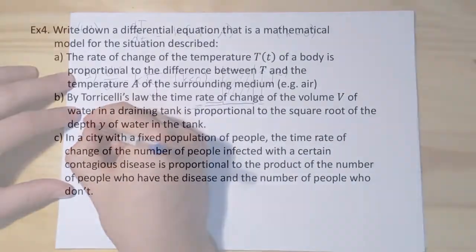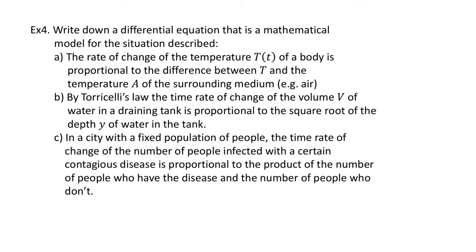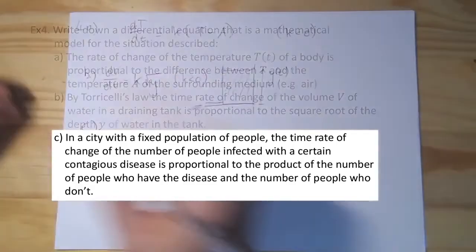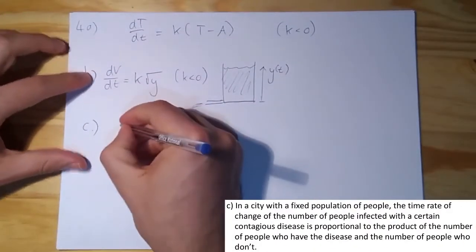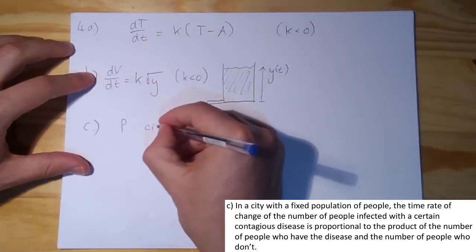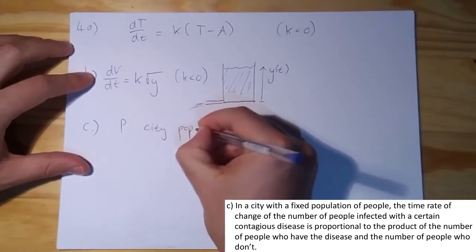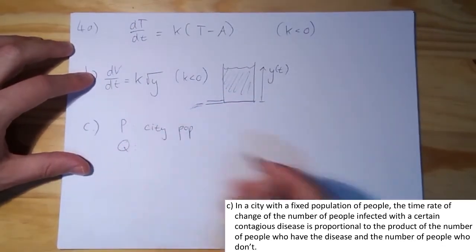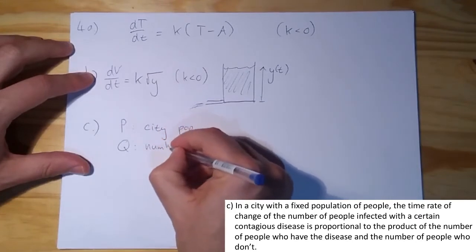Right, C, which is unfortunately more relevant than I would like. It says that in a city with a fixed population of people, the time rate of change of the number of people affected with a certain contagious disease is proportional to the product of the number of people who have the disease and the number of people who don't. Okay, so let's say that P is the city population and Q is the number of infected.